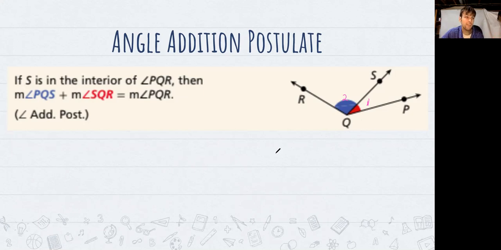That's just like, remember the segment addition postulate, when you had a segment that was cut into pieces, we said this part plus this part has to equal the whole thing. So it's the same idea as the segment addition postulate, but we're talking about angles.